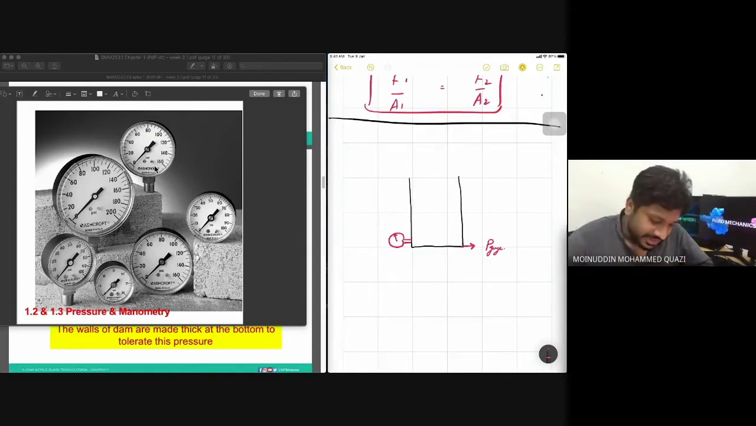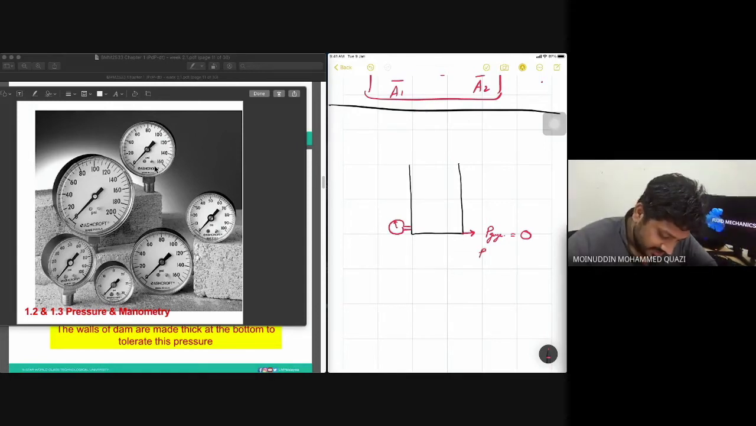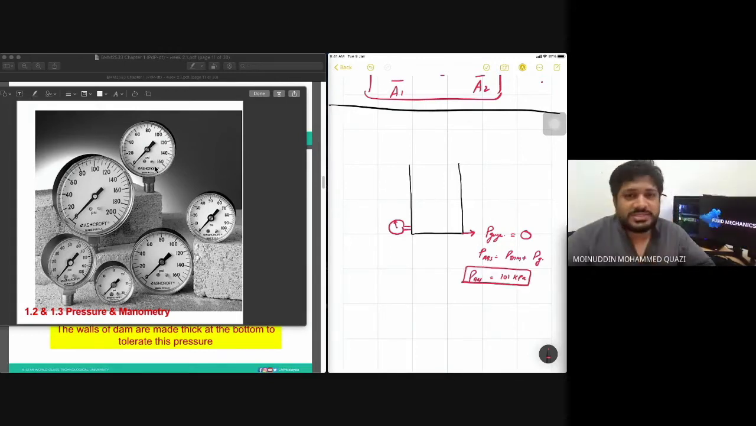So if I tell you that this tank is empty and I attach a gauge here, then what is the gauge pressure here? You will say the gauge pressure is zero. Okay? I ask you what is the absolute pressure here? P absolute at this point, what is the P absolute? So P absolute is equal to P atmospheric plus P gauge. So this P absolute is equal to 101 kilopascal. So the absolute pressure is there.